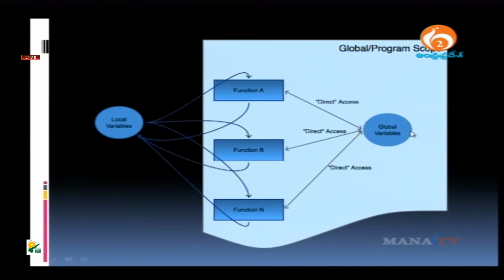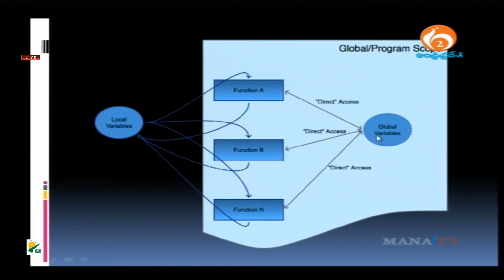I think this is visible, this global variable store. I have declared one here, the global variable, before the function. If the variable is declared before the function, that variable is called a global variable. You can see the difference between the local variable and the global variable here.